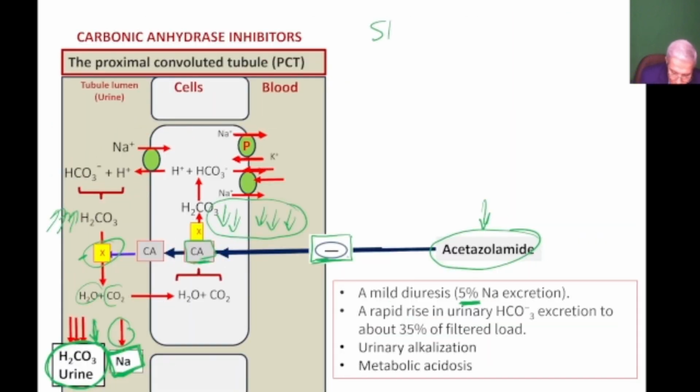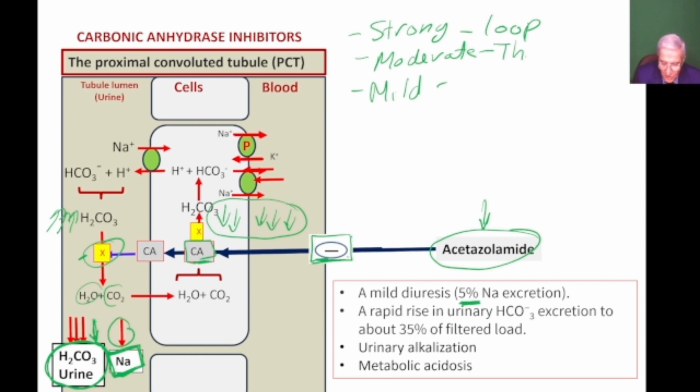We have strong diuretic, we have moderate diuretic, then we have mild diuretic. Okay, can you give me a name for strong diuretic? If you said loop diuretic, you are correct. For moderate, if you said thiazide, you are correct. For mild, I would say acetazolamide. And if you said carbonic anhydrase inhibitor, you are correct. So the mild one is responsible for only 5% of sodium excretion.